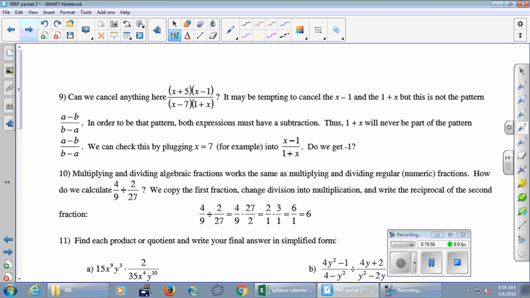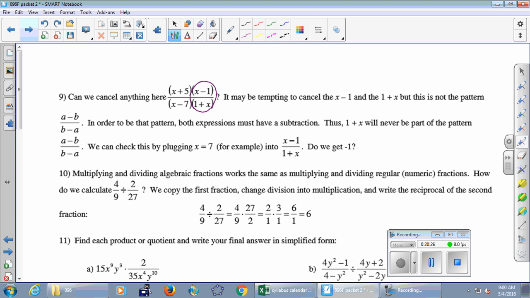So the only other thing is this new funky pattern with the a minus b over the b minus a. So do we see that? No? What about here? Is that the pattern? X minus 1, what would the partner of that be on the bottom if it were going to be this pattern? It would be a 1 minus x, which is not 1 plus x.